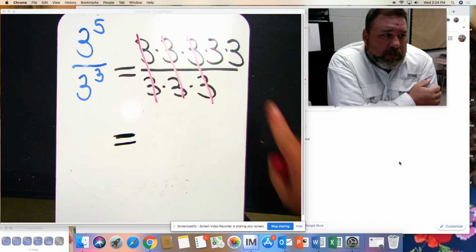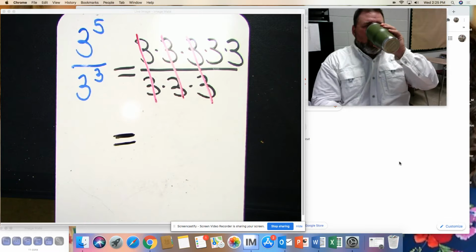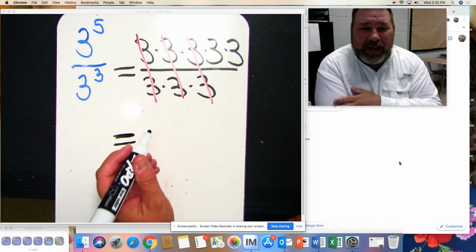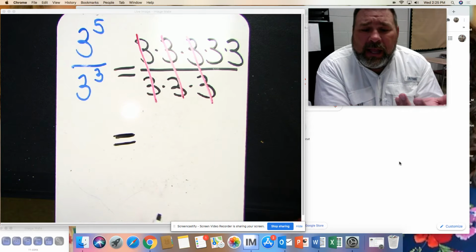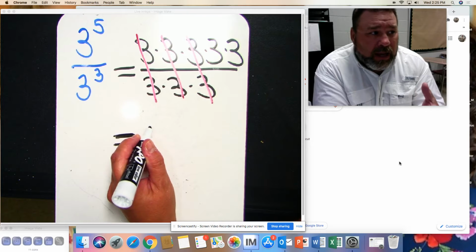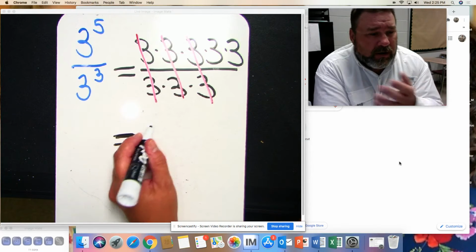Now, I'm left with 3 times 3 on the numerator. How can I simplify that? I had to get a drink real quick, Miss Powell. My mouth is already drying out. Well, again, since it's a number, you can multiply it, or you can write it in exponential form, which would be 3 squared.